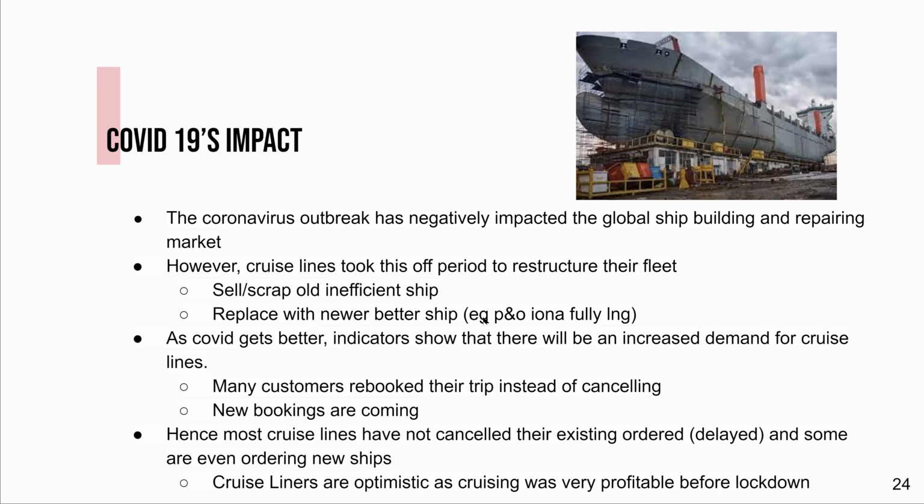So, for example, the P&O Cruise Line in the UK just recently, a few months ago, took delivery of the Iona cruise ship, which will be the first cruise ship to run entirely on liquefied natural gas. So this off period due to COVID-19 is allowing cruise liners to upgrade their cruise ship to be more efficient and more greener.